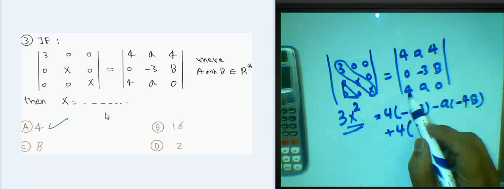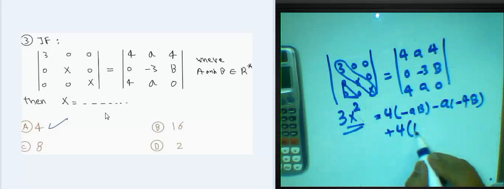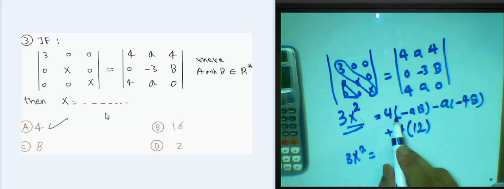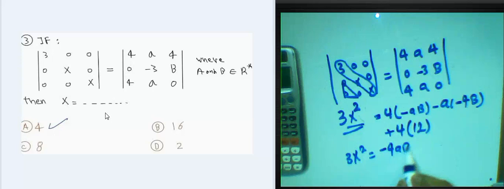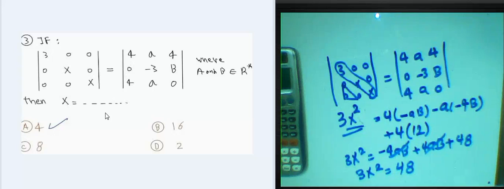Subtract negative 3 times 4 equals negative 12, and the negative will be positive 12. It will be 3x² equals negative 4 ep, and here positive 4 ep, and here it will be 48. We can cancel them, and 3x² equals 48. We can divide it by 3 to simplify the result.